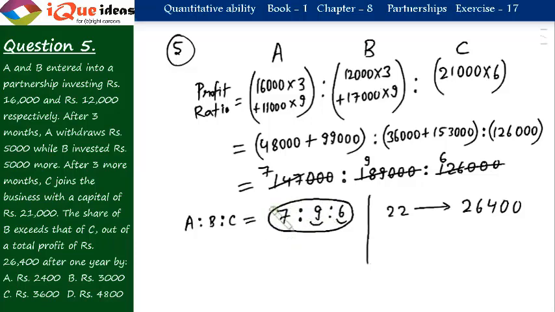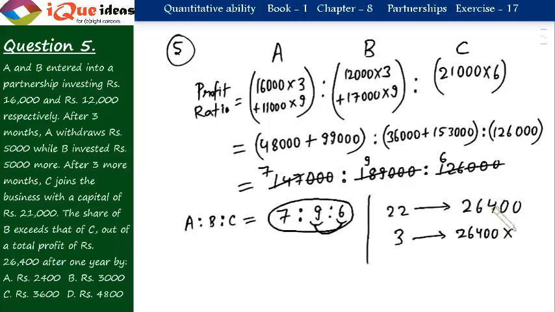So out of 22 rupees, A must receive 7 rupees profit. B must receive 9 rupees profit and C must receive 6 rupees profit. Right? Now in this case, what is the difference between B and C? As you can see, the difference between B and C is 3. So if we know that 22 is equivalent to 26,400, how much 3 would be equivalent to? So you can apply unitary method and calculate.